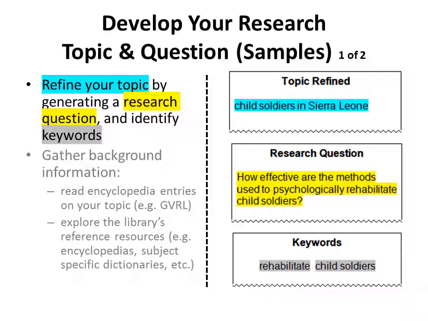The trick to selecting effective keywords is to focus on the main concepts contained in your research question and disregard all the non-essential words or phrases. In the following second set of slides for developing a research topic and question, we're going to take a look at how to gather background information.